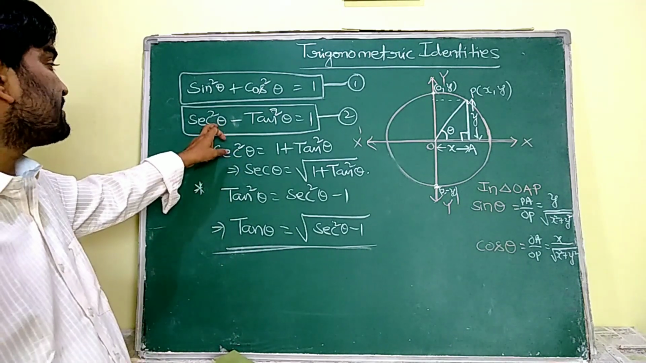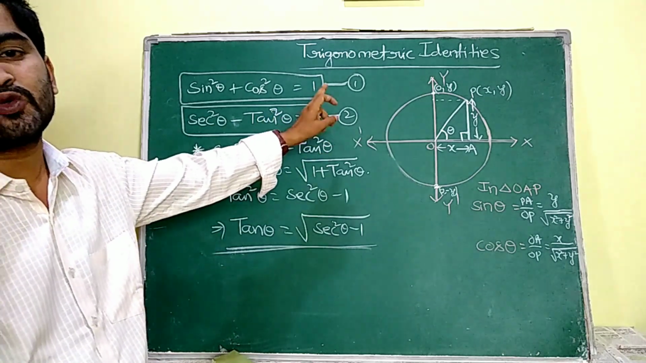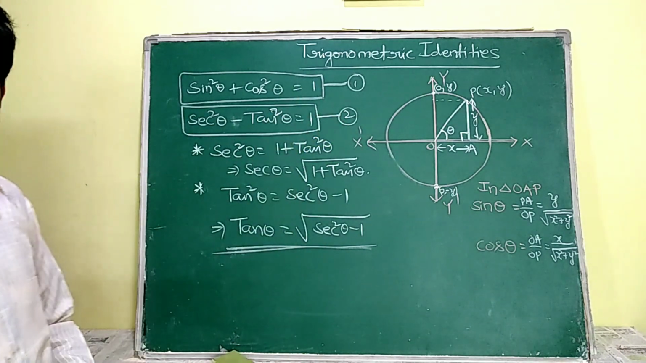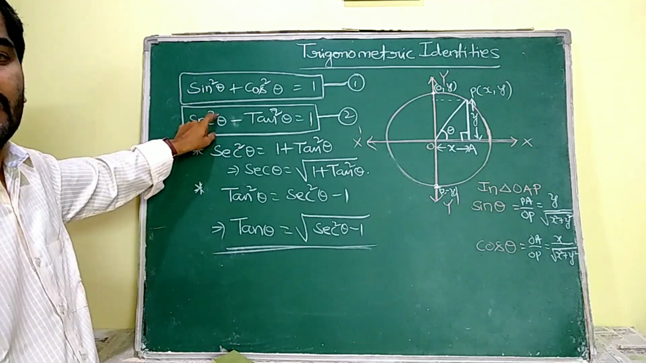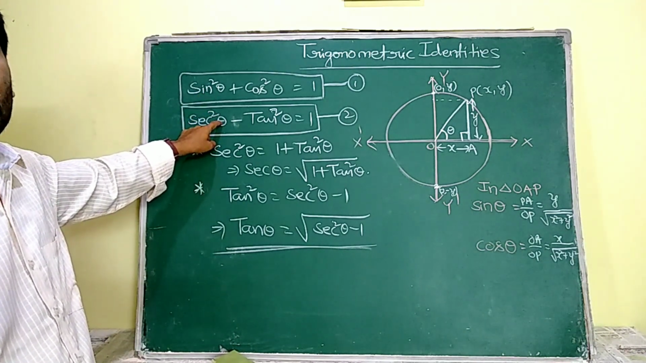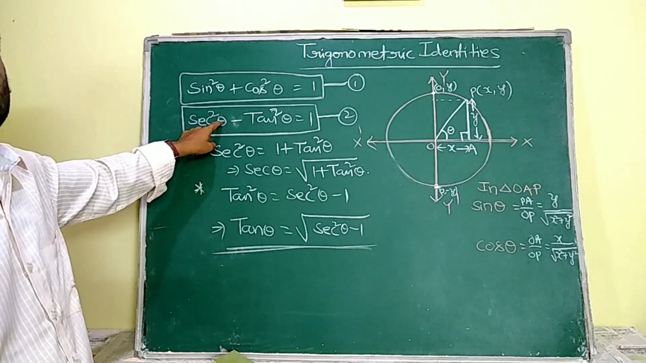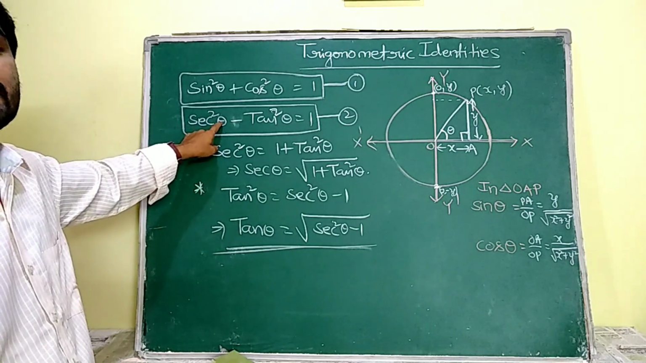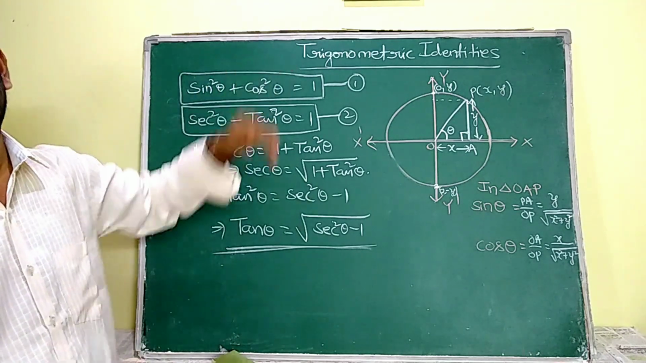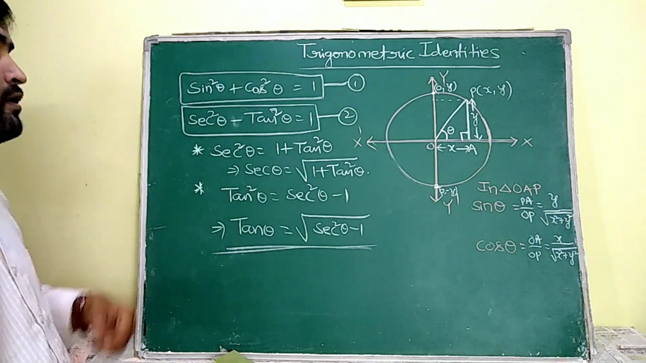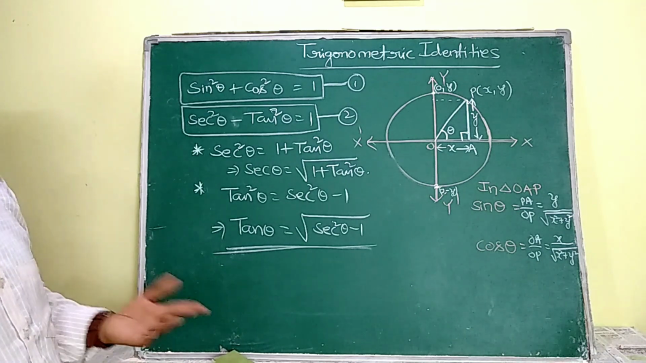These come from secant square theta minus tan square theta is equal to 1, that is identity 2. So remember, this identity 2 is only true for the values which are not equal to the odd multiples of 90. But identity 1 is true for all the values of theta. Now we are going to obtain the third identity.